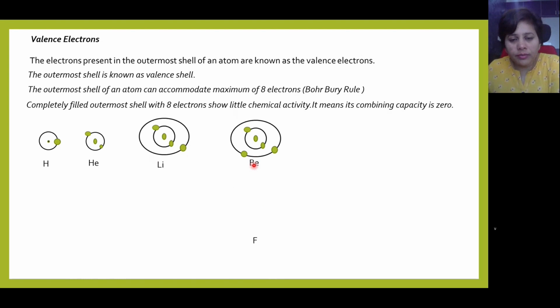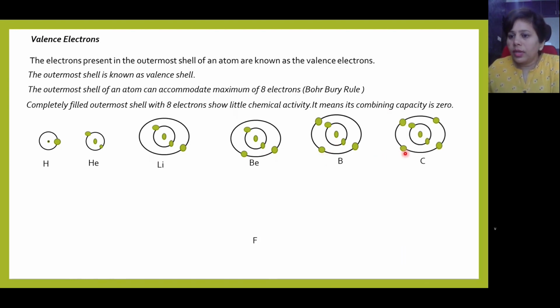Similarly, for beryllium, atomic number is 4. 2 in the innermost shell and 2 electrons in the outermost shell. So valence electrons are 2. Boron, atomic number is 5. 2 and 3. 3 are the valence electrons. Carbon, atomic number is 6. 2 inside and 4 electrons in the outermost shell. So valence electron is 4.